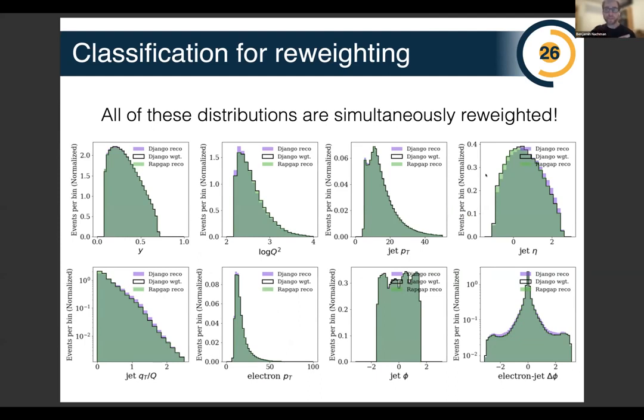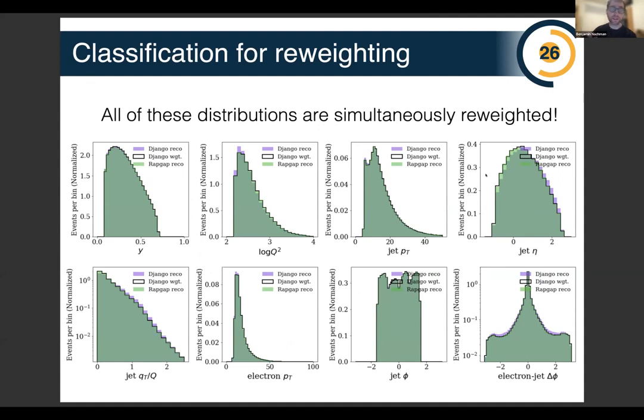We have the 3 momenta of the lepton, the 3 momenta of the jet, and then we add QT over Q squared, as well as delta phi, which is redundant, but from this we can readily calculate the 4 observables that we care about.